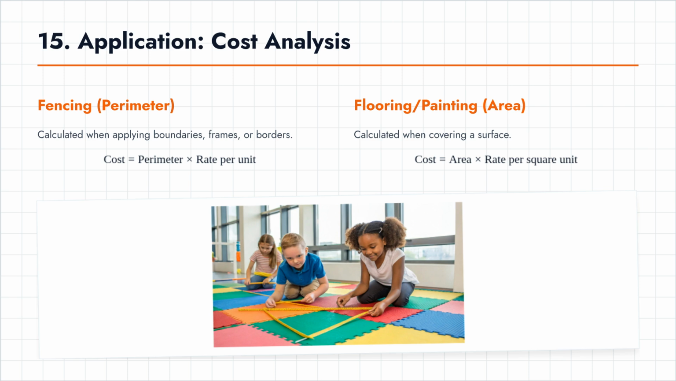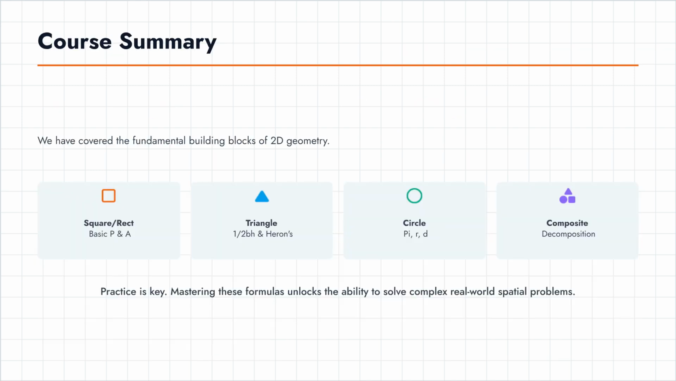Perimeter and area have direct real-world applications in cost analysis. Fencing, framing, or bordering projects rely on perimeter calculations, while flooring, painting, or covering a surface require area calculations. This video has covered the fundamental building blocks of 2D geometry, from basic squares and rectangles to complex composite shapes. Practice is key to mastering these formulas and solving real-world spatial problems.